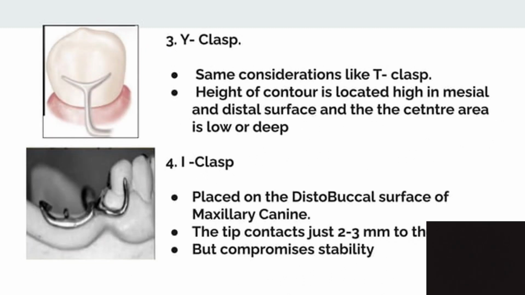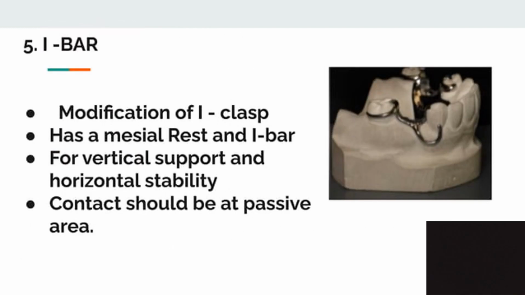Next is the Y clasp, which is similar to the T clasp, but the height of contour is located high on the mesial and distal surfaces, and the center area is low or deep. So it will have a depth and curvature in the center of the clasp arm. Next is the I clasp, which is placed on the distobuccal surface of the maxillary canine. The tip contacts just 2 to 3 mm from the gingiva, but there is a compromise in stability.